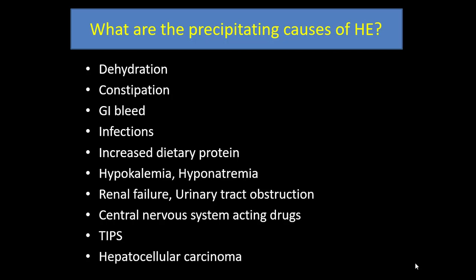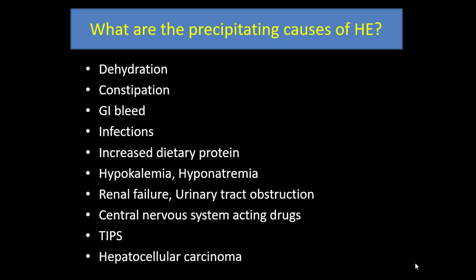So what are the precipitating causes? We all know dehydration, constipation, GI bleed, infection, increased dietary protein. I like to stress hypokalemia. It is one of the most important and most often ignored things in our ICU. If you are not correcting hypokalemia in your hepatic encephalopathy patient, it will not get better.